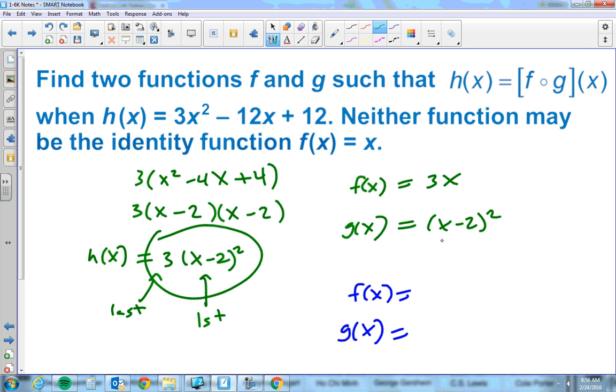And so he gave g the responsibility of subtracting 2 and squaring it. And then that goes in place of x here. Then f would just triple what is given. That's one way to do it. The other way is to give g only responsibility for subtracting 2. So f has to do squaring and tripling.